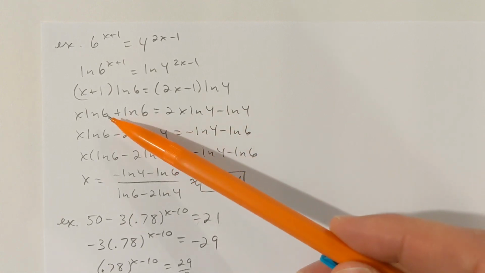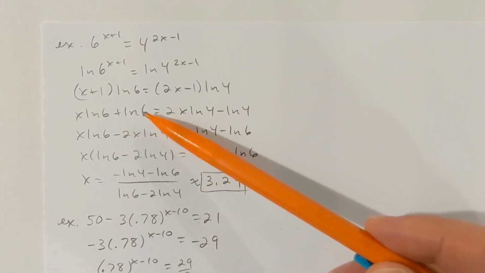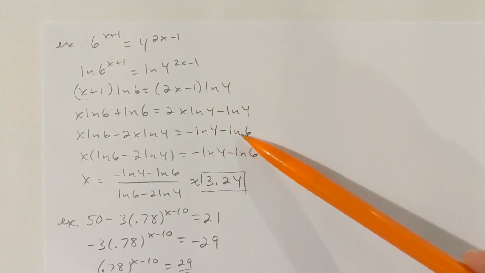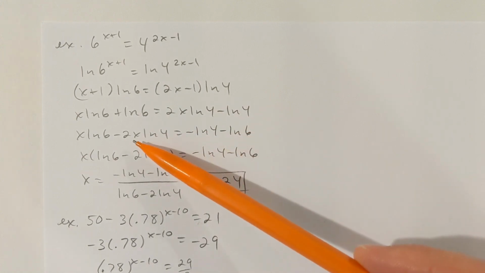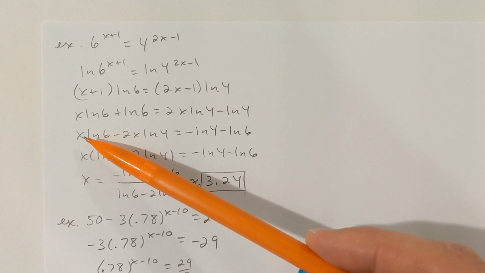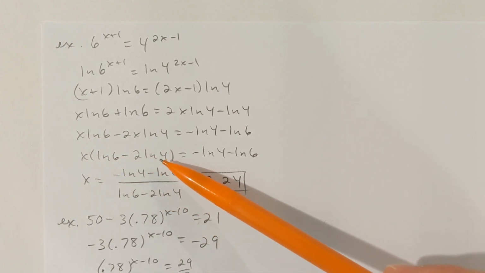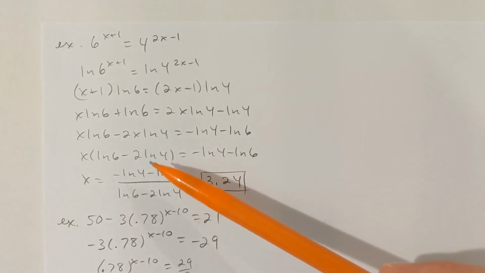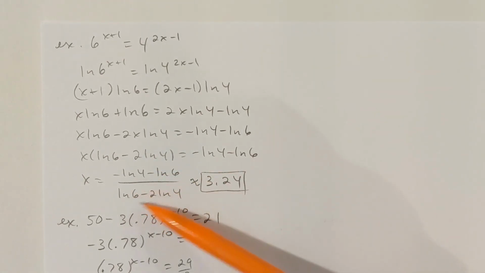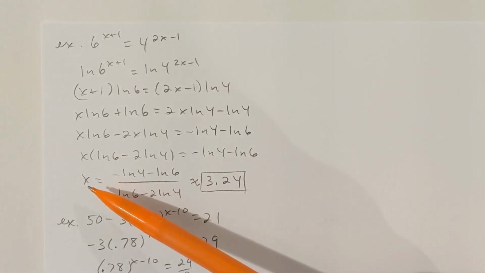Anything involving x, I'm going to get that on the left. All the other numbers, I'm going to get that on the right. x would be in common to these two terms on the left, so I have factored that out. ln 6 minus 2 ln 4 is just a number, so I would divide both sides by that number. That way x is all alone.